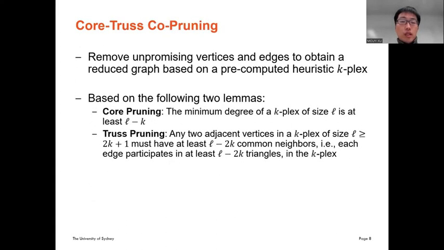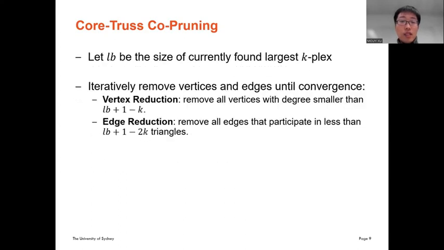The CoTrussPruning algorithm is designed based on the following 2 lemmas. The first lemma is called core pruning. That is, the minimum degree of a K-plex of size L is at least L minus K. And the second lemma is called truss pruning. That is, any 2 adjacent vertices in a K-plex of size L greater than or equal to 2K plus 1 must have at least L minus 2K common neighbors. Based on these 2 lemmas, we can design our own reduction rules.